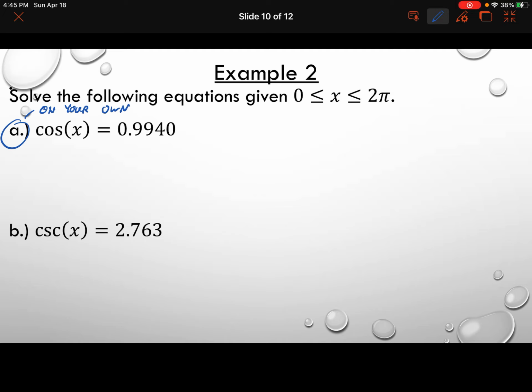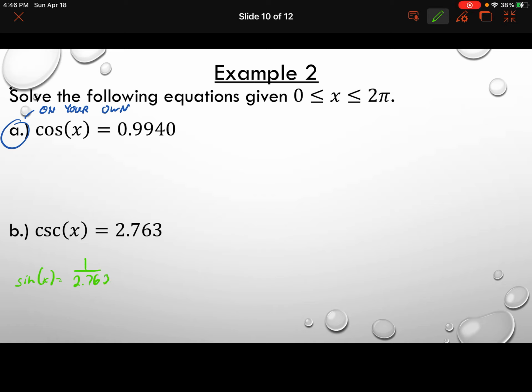Now let's look at the cosecant one, because that one is a little bit different. For that one, you do have to be a little bit careful. Let's use the same trick we used in that previous problem with cosecant, or it could have been secant. It doesn't really matter. You can use this trick whenever you have one of those reciprocal functions. Remember, cosecant is the reciprocal of sine. So I can rewrite this as sine of x is equal to 1 over 2.763, because they're the reciprocals of each other.